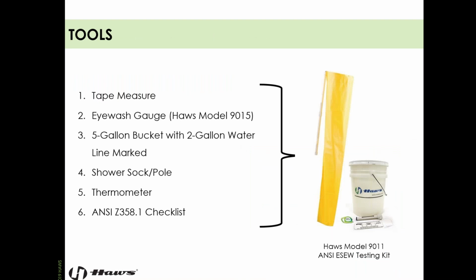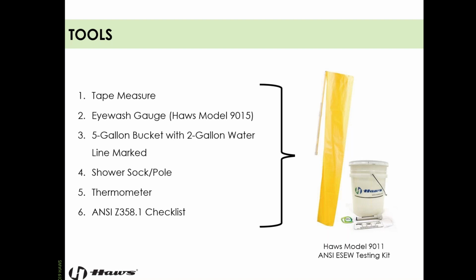Some of the tools that you will need, that's our 9011 testing kit there on the right. That's what we like to provide. But you're going to need a tape measure. You're going to need an eyewash gauge. I'll go over the eyewash gauge in a little bit, but it was defined by the ANSI standard. They gave us the drawings. They told us how to create this so that we can measure average human anthropometrics and human eye spacing to ensure that it's usable when you use the eyewash or eye face wash.